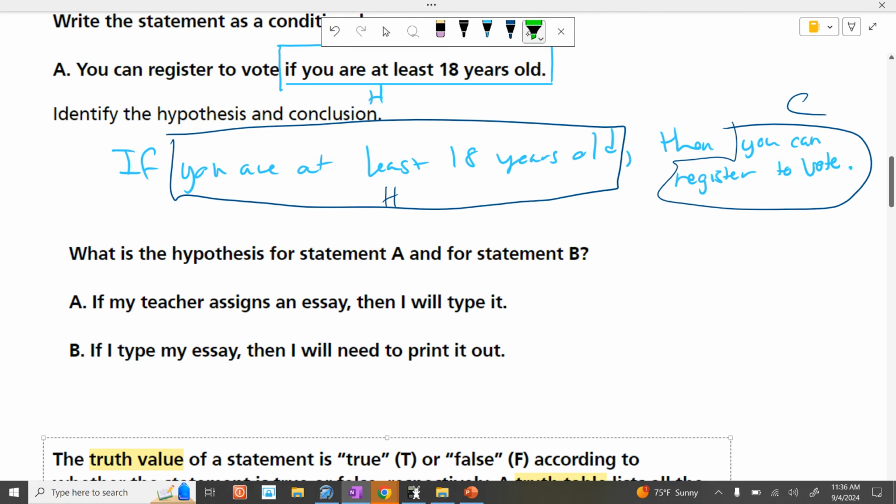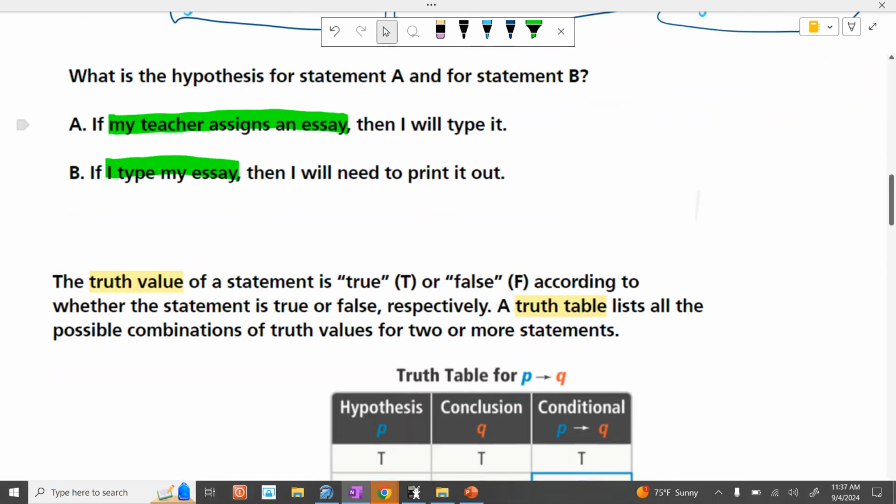So, where's your hypothesis for this one? If my teacher assigns an essay, I will type it out. Which part is your hypothesis, Ashton? My teacher assigns an essay is the hypothesis. For B, what is your hypothesis, Sydney? I typed my essay as a hypothesis for statement B.